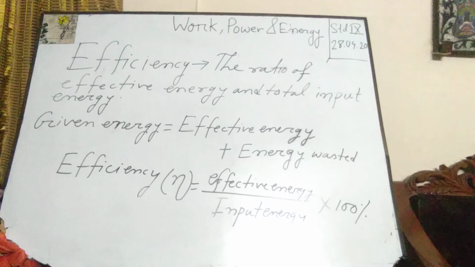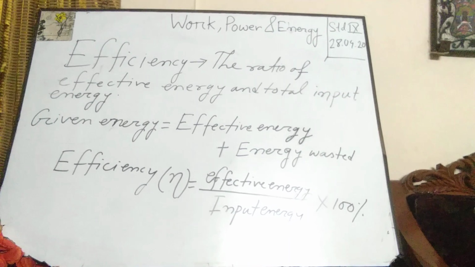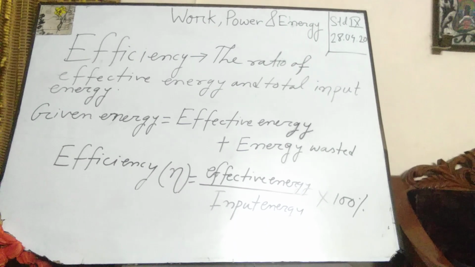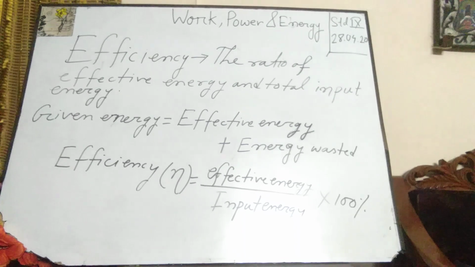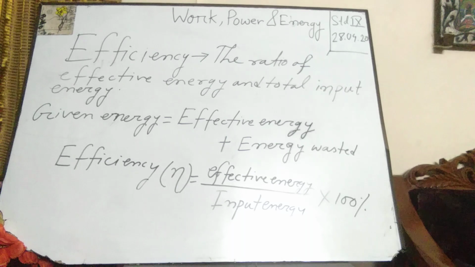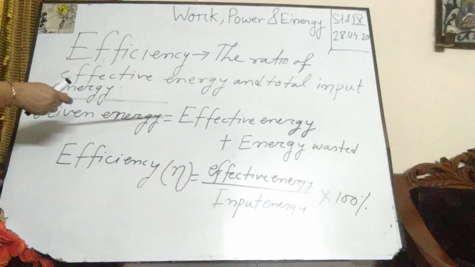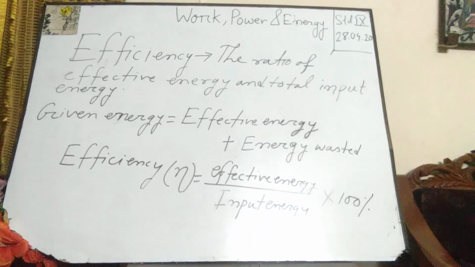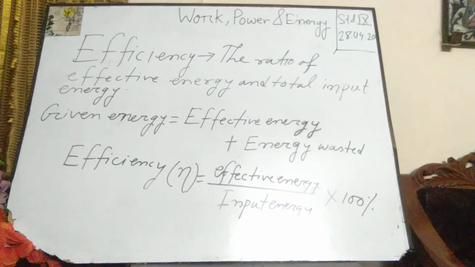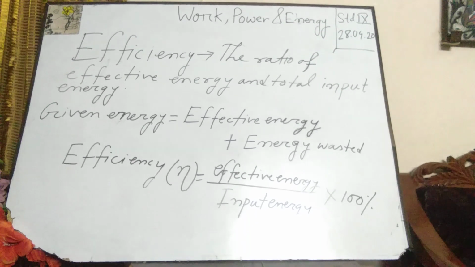of the engine. So what happens when the engine converts chemical energy into kinetic energy? At the same time, that engine can produce sound, and also due to the frictional force, the engine can produce heat. So some amount of energy is wasted. Given energy equals effective energy plus energy wasted. That means the energy which is given to the engine is not totally converted into work done. Some amount of energy is wasted.